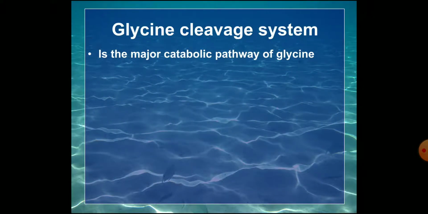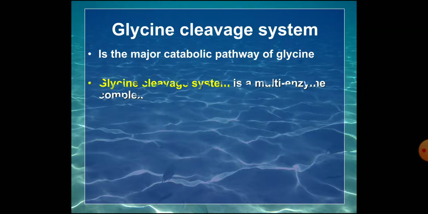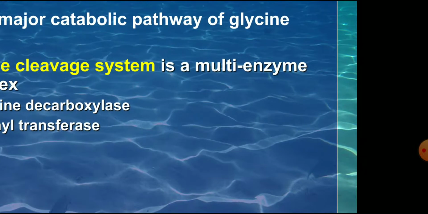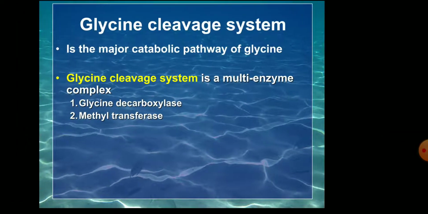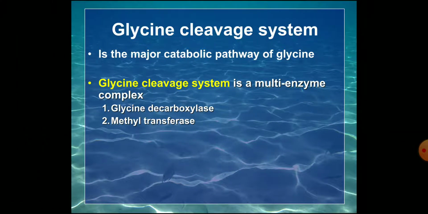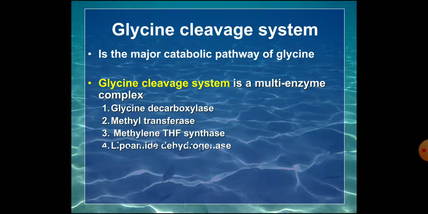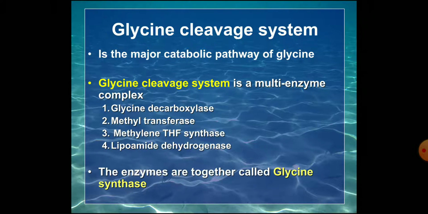So the glycine cleavage pathway is the major catabolic pathway of glycine. It is a multi-enzyme complex where glycine decarboxylase, methyl transferase, methylene tetrahydrofolate synthase and lipoamide dehydrogenase are the enzymes together acting as the glycine cleavage system, and the reversal is called glycine synthase.